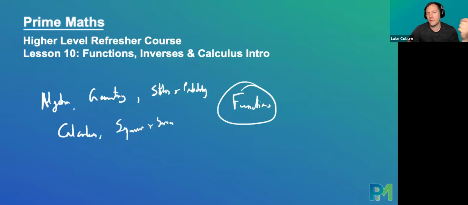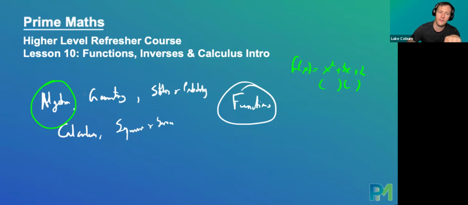Because what we see with functions is that it's actually a little bit of algebra, because we've seen f of x is equal to x squared plus 3x plus 2, and then we had to factorize that. So this is a function, right? And we can use algebra on it. So we're used to using algebra on functions.